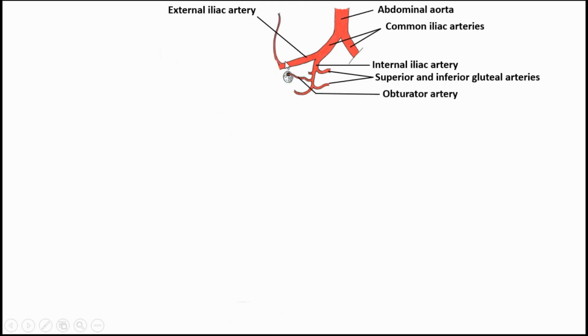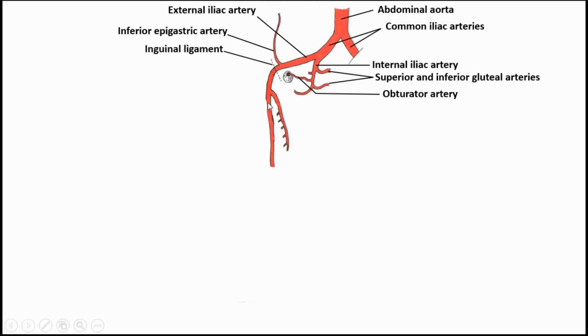Going to the external iliac artery, we've got the branch that's traveling up the posterior side of the anterior abdominal wall. This is called the inferior epigastric artery, and it's a major blood supply to the rectus abdominis muscles. As we pass underneath the inguinal ligament, out of the abdomen and into the lower limb proper, the external iliac artery changes its name to become the femoral artery.